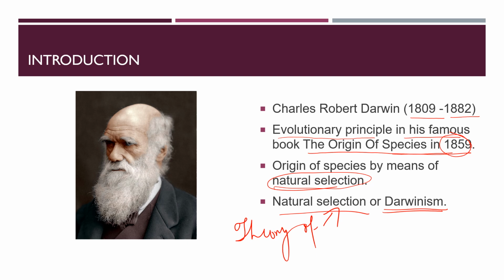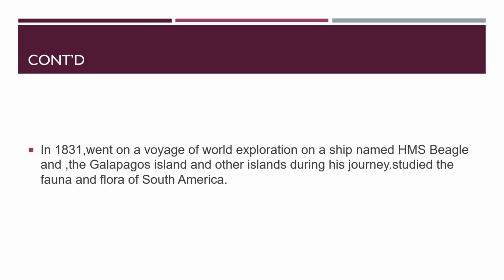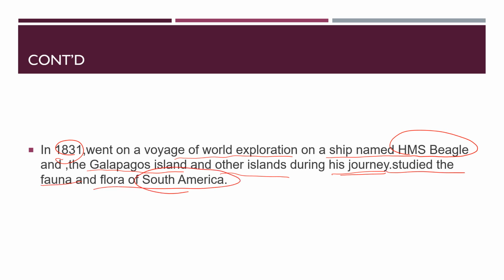Okay, so what does this theory refer to? Before that, we need to learn a little bit of history about Charles Darwin. In 1831, he went on a voyage of world exploration on a ship named HMS Beagle, and he visited the Galapagos Islands and many other islands during his journey and studied the flora and the fauna of South America. Flora and fauna means the natural vegetation and the birds and animals. He studied everything in the Galapagos Islands as well as in other islands. So what did he observe during his voyage on the HMS Beagle to the Galapagos Islands?